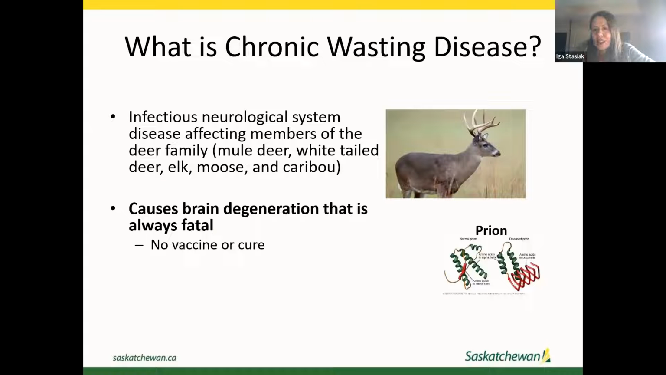Many of you are undoubtedly familiar with chronic wasting disease. For those of you that are not, this is a neurological disease that affects members of the deer family. Here in Saskatchewan, that's mule deer, white-tailed deer, elk, moose, and caribou. It's caused by an infectious protein called a prion, which is both highly infectious and also highly persistent in the environment. It can persist for anywhere from years to decades, which makes it extremely challenging to manage. Ultimately, it causes fatal brain degeneration, and the animals eventually do succumb to the infection. It's a disease for which we do not have a vaccine or cure, so this is not a disease we can eradicate through a vaccination campaign.